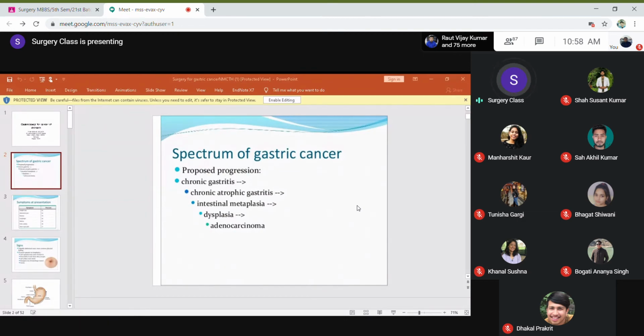Then you can get away with a partial gastrectomy or a subtotal gastrectomy. Okay, so that is how.